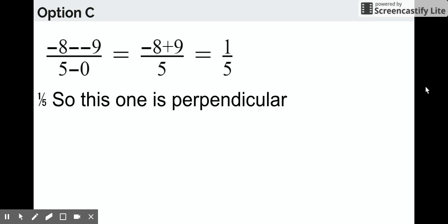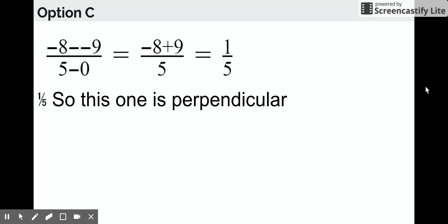Now we must find the slope for option C. First, we have to make the given values into the slope formula. Our given values were 5, negative 8, and 0, negative 9. So our equation would be negative 8 subtracted from 9 over 5 subtracted from 0. Now our top part of the fraction is going to be negative 8 plus 9, because when the number is being subtracted by a negative, it would become a positive number. Our final equation would be negative 8 plus 9 over 5 minus 0.